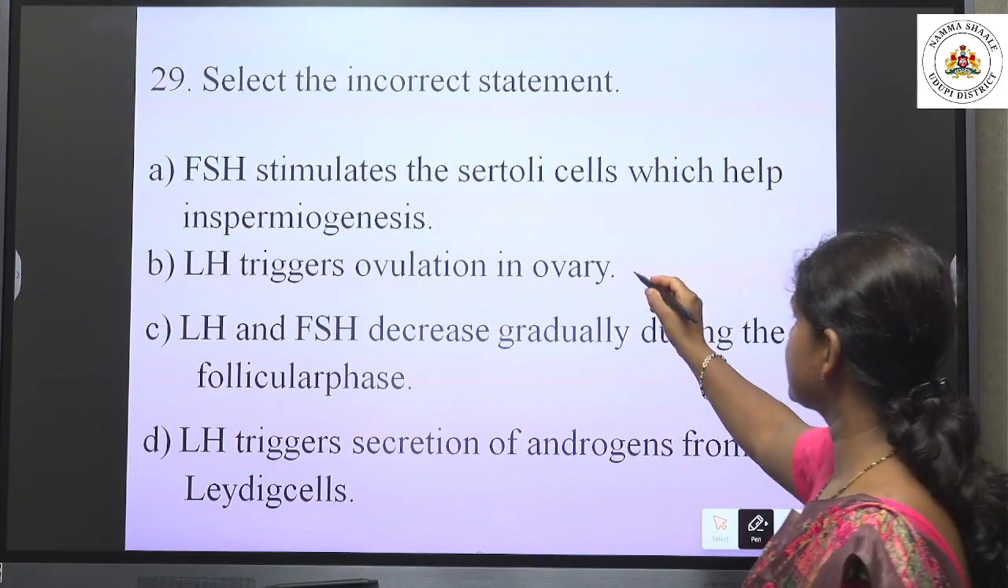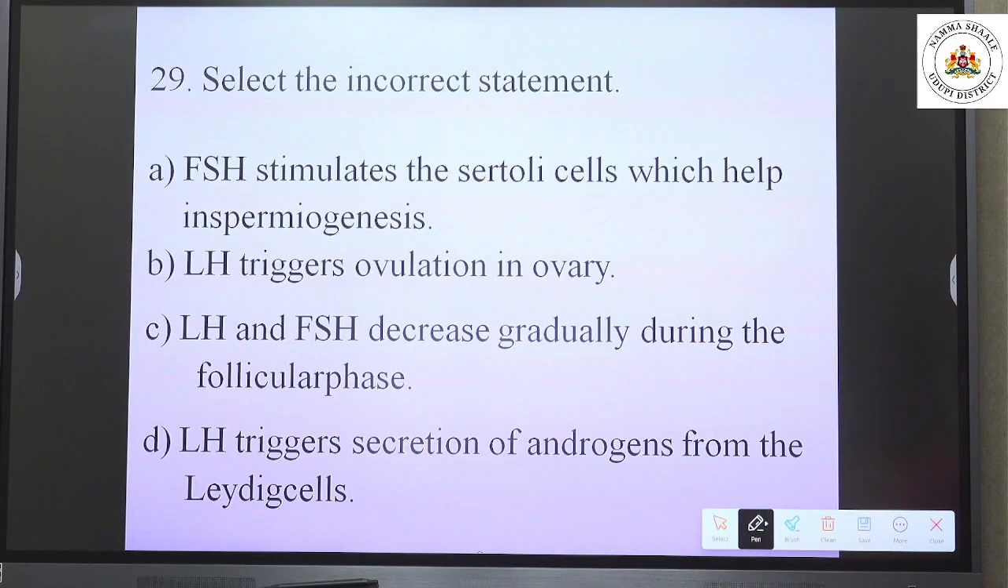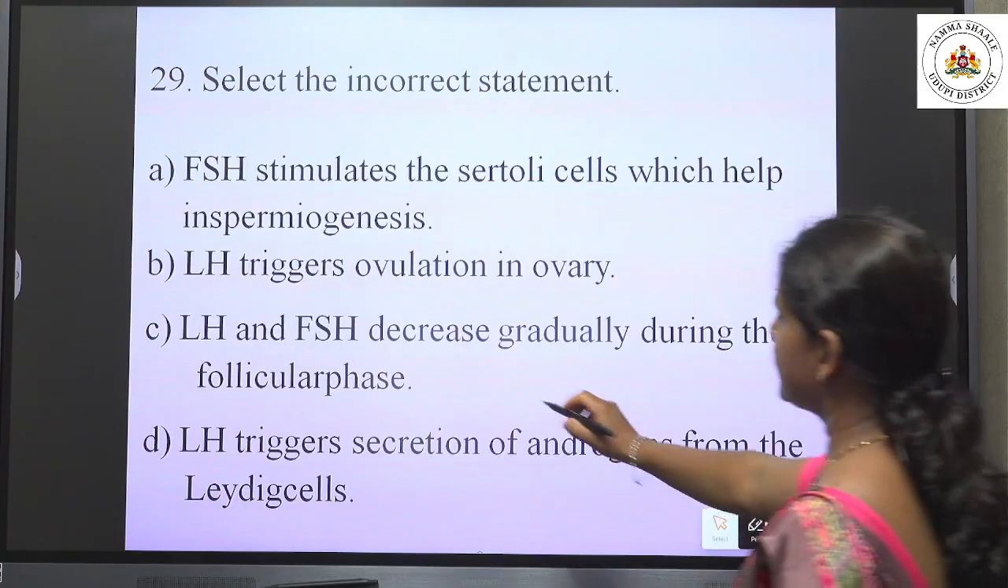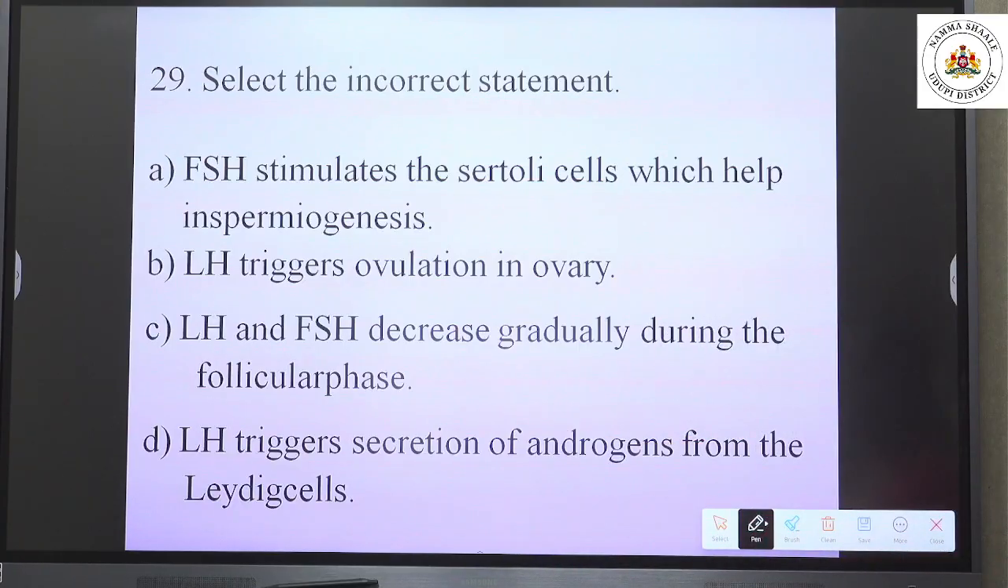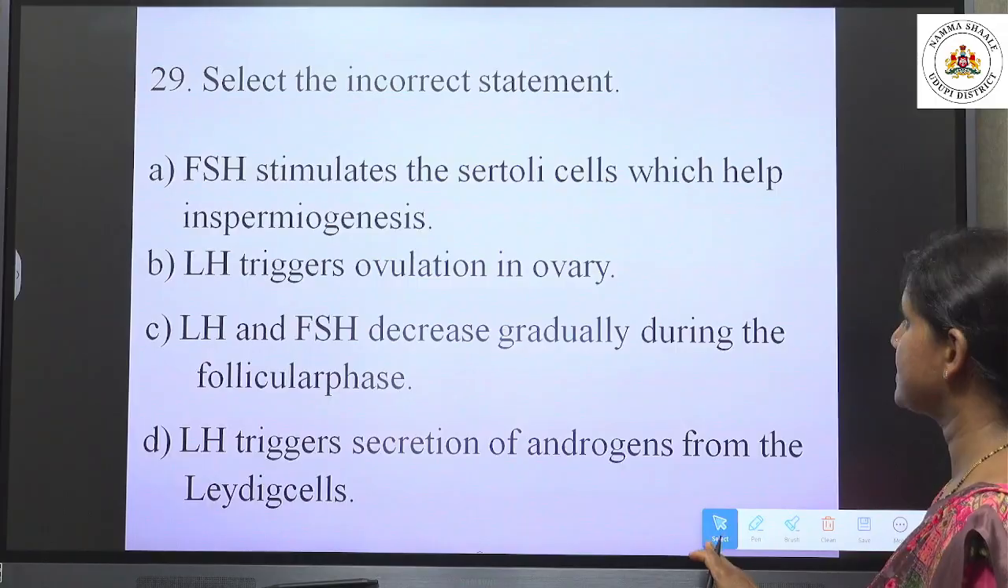So the third one is the incorrect statement. LH and FSH do not decrease, they increase. So hence the option is C. C is the correct answer.